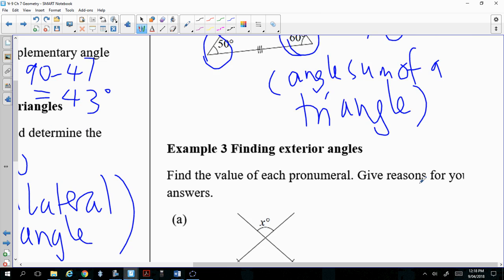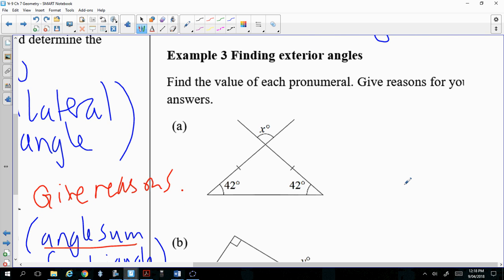To find out x, you can think of x as the exterior. Is that the exterior? Oh, no, not really. Actually, we'll find this angle first. Let's call that y. Y equal to 180 minus 42 minus 42. Why is it equal? No, they are not parallel. They are called vertically opposite. So if I use that one, I have to work out what y is.